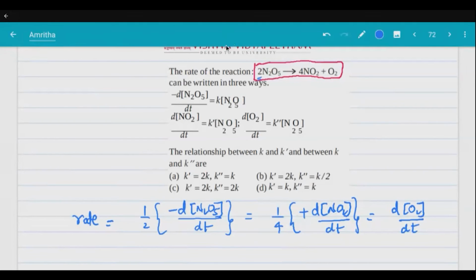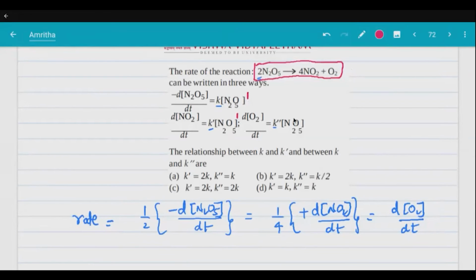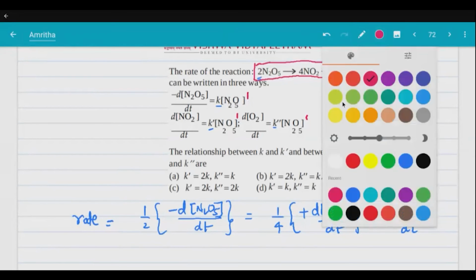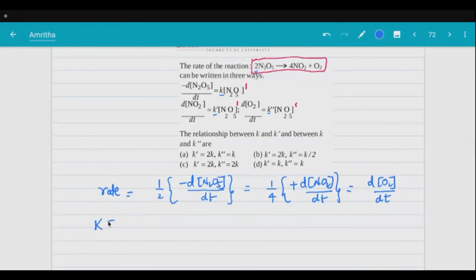But see this, listen carefully now. What they have given is in terms of rate constants, k dash, k double dash. What is the relationship between these two? In all equations, whatever they have given, N2O5 power 1. So you have to equalize and find the relation. Rate is equal to k into N2O5. Okay, so that is 1/2, and the same thing you can assume, I'll write it here. Rate is equal to some constant into N2O5.